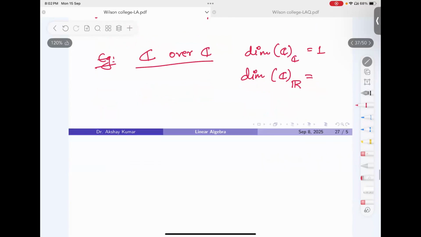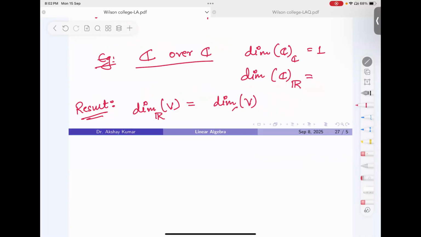So there is a result. What this result says: the dimension of a vector space V over R is always equal to the dimension of the vector space V over C times 2. This is valid provided V forms a vector space over C. That's why we are talking about dimension. If it doesn't form a vector space, we cannot talk about the dimension.